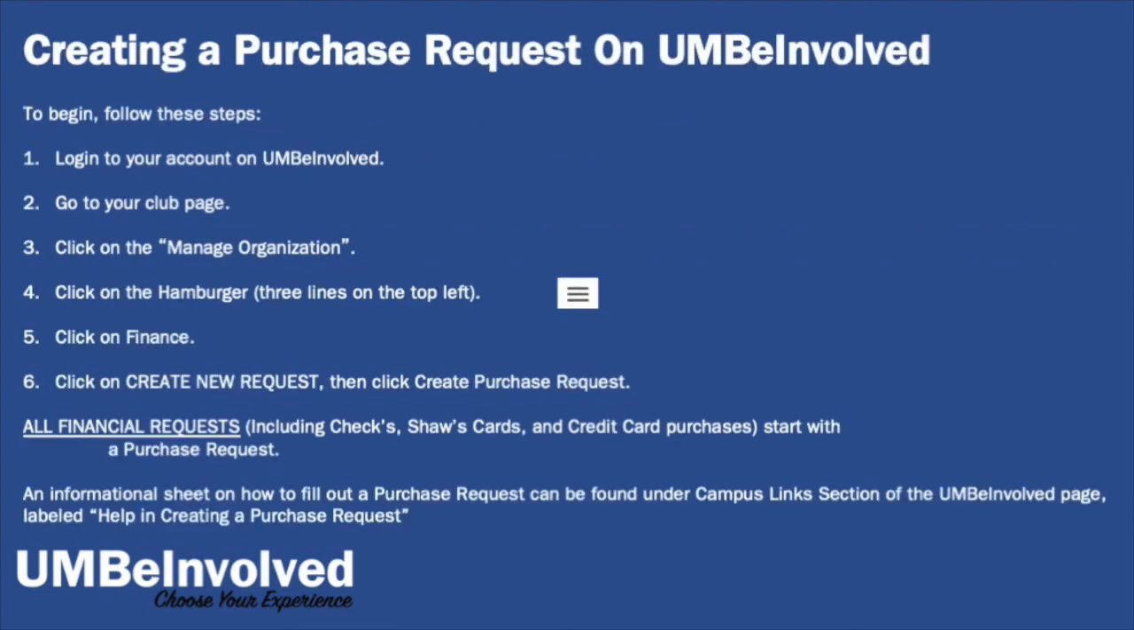Creating a purchase request on UMBelnvolved. Log in to your account on UMBelnvolved, go to your club page, click on the Manage Organization button. Click on the hamburger, which is the 3 lines on the top left of the page. Click on Finance, click on Create New Request, then click on Create Purchase Request.